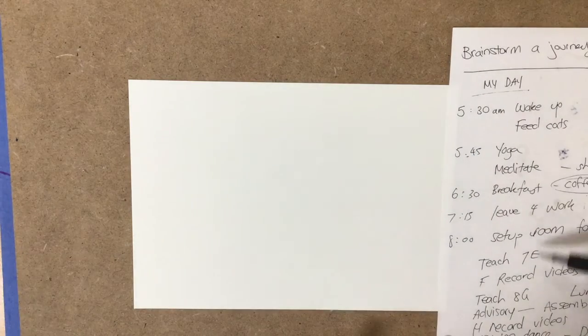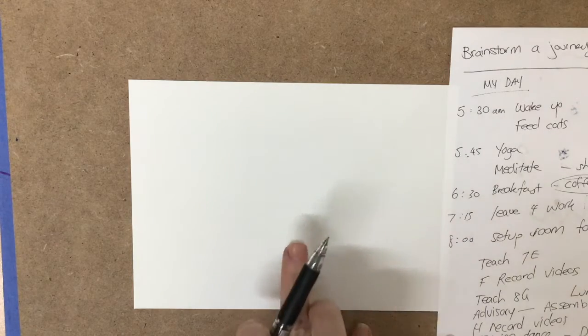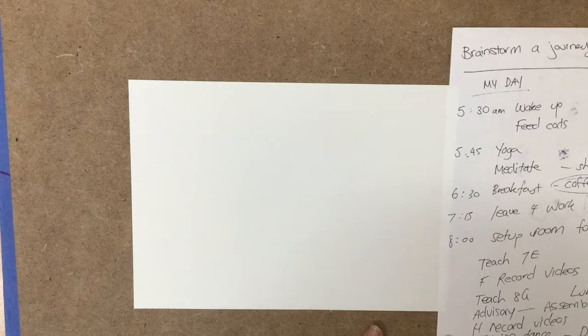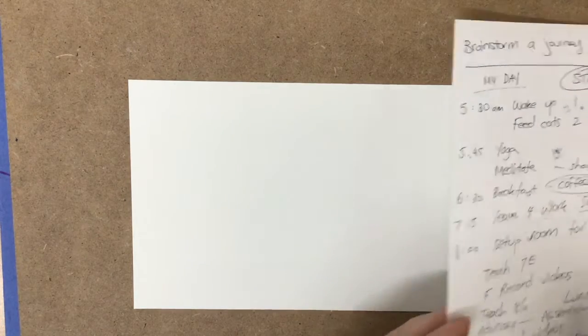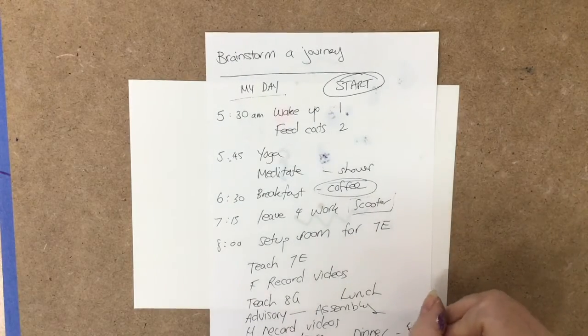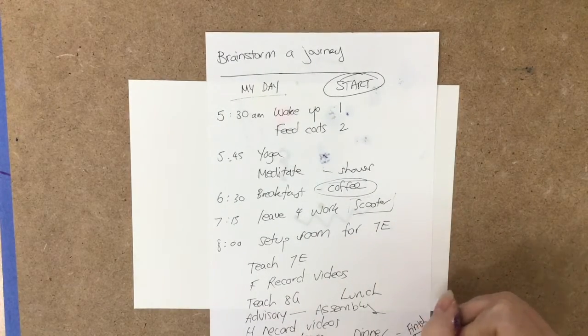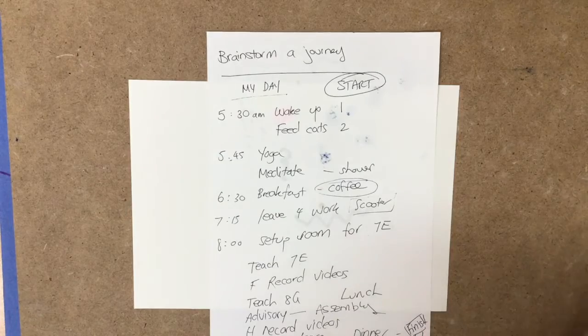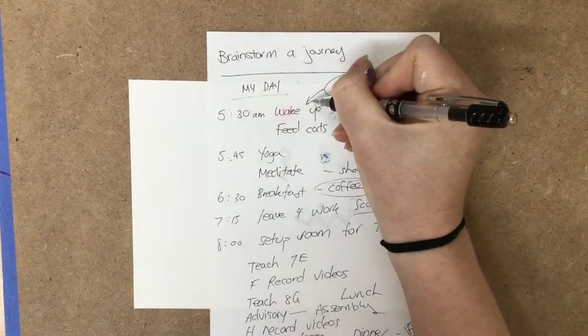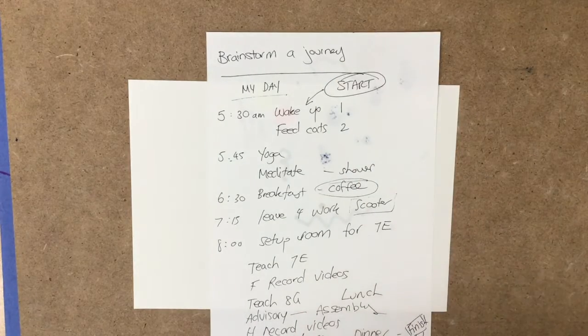So this is like a snapshot of my day. What you want to do is pull out the things that you want to have in your journey map. I'm going to number them. This is going to be start here, and this is going to be finish. So bed is finish, and waking up and getting out of bed is start for my journey.